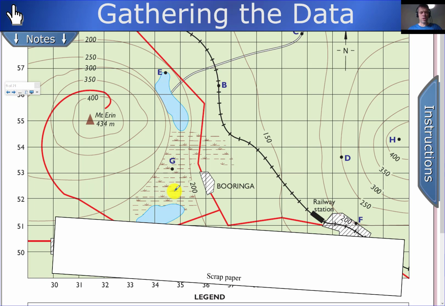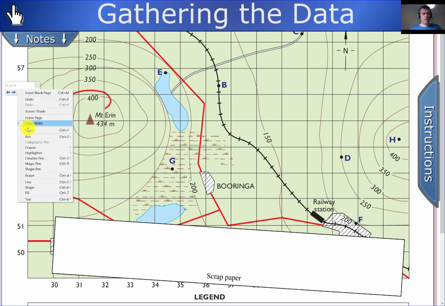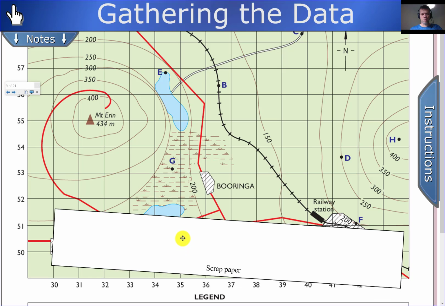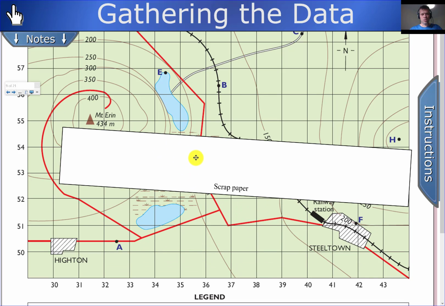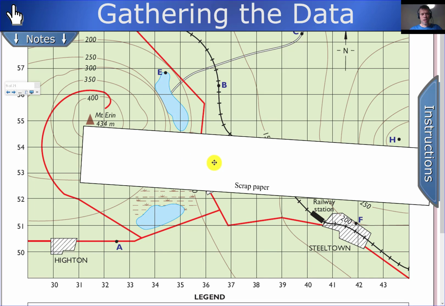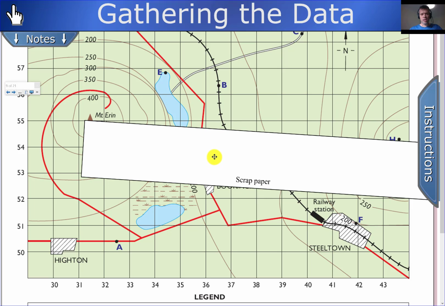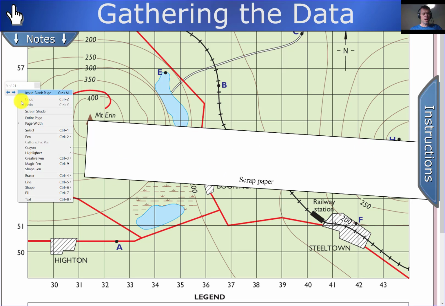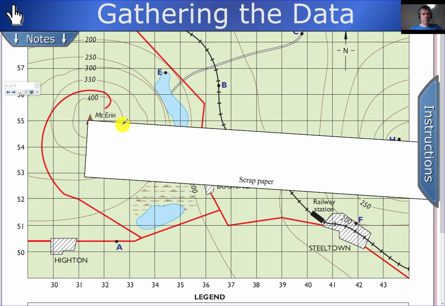So if you take the map, and you should have this map in class today, or if you're doing this for homework, you'll be given this map in your next lesson. And we're going to take this map, and let's say I asked you to find the distance between Mount Erin and H. You take any scrap sheet of paper, anything with a straight line, preferably white with nothing on it, so you can mark it, and then you get a pen and you mark off each of those lines.